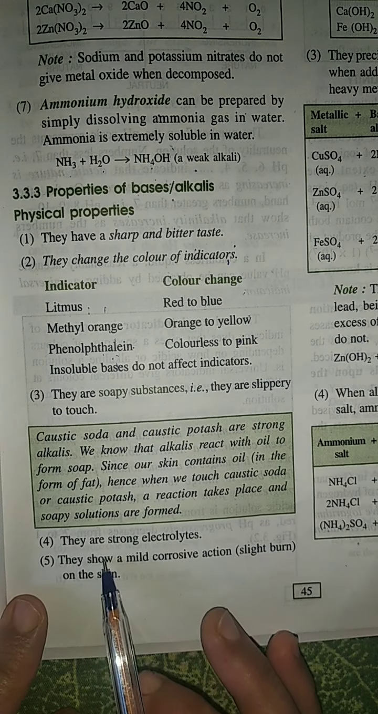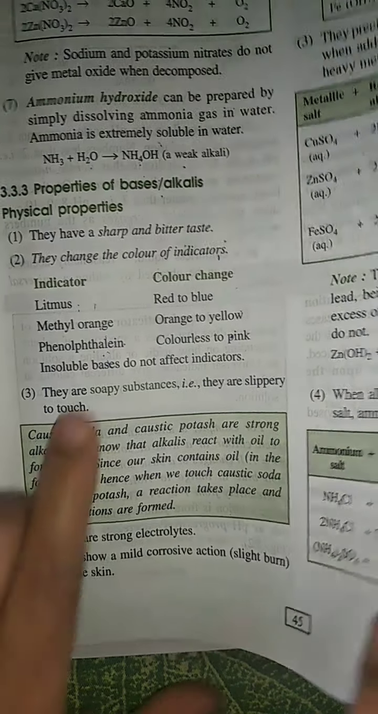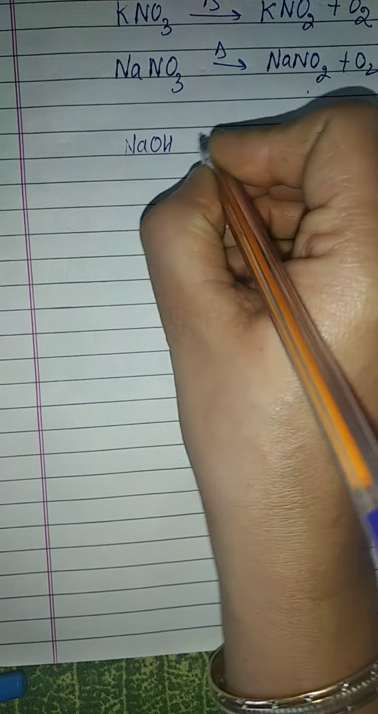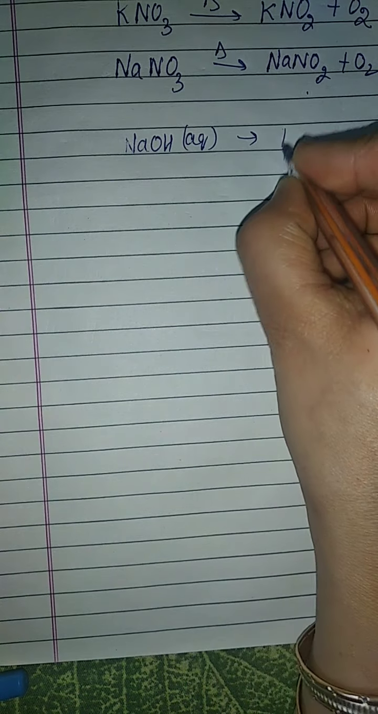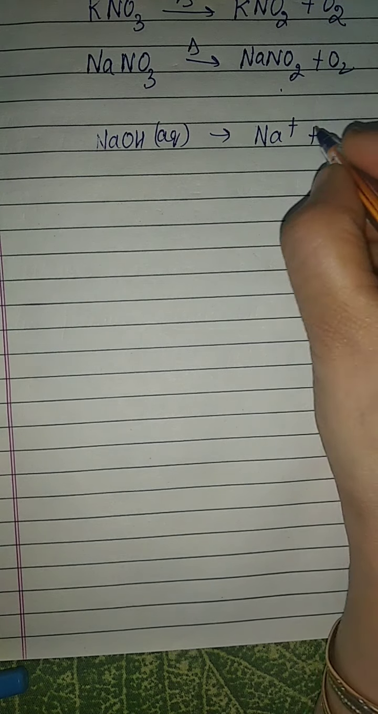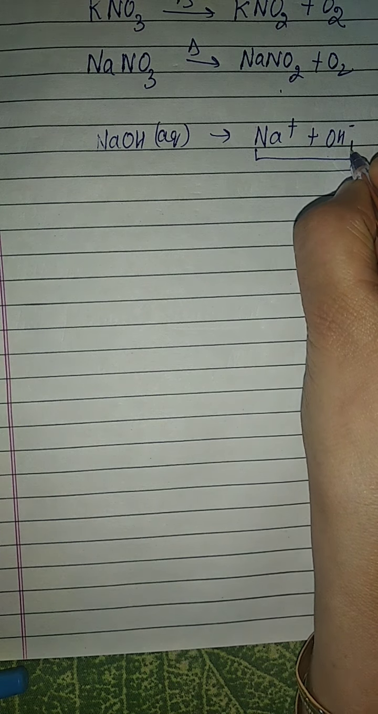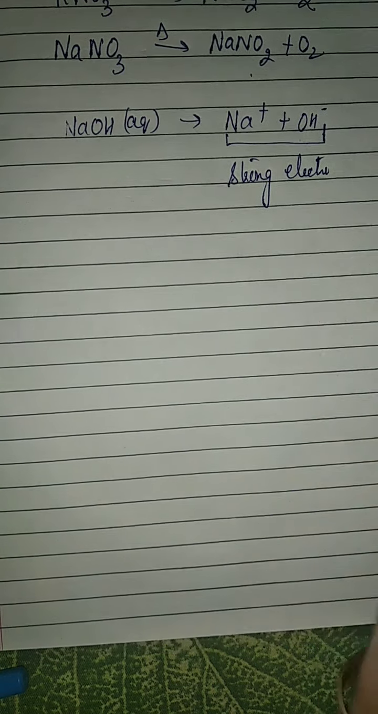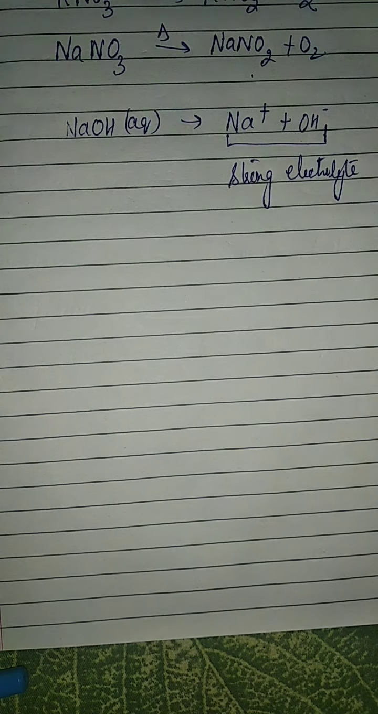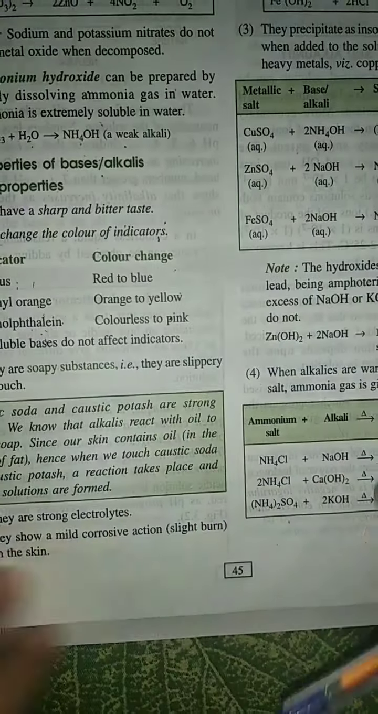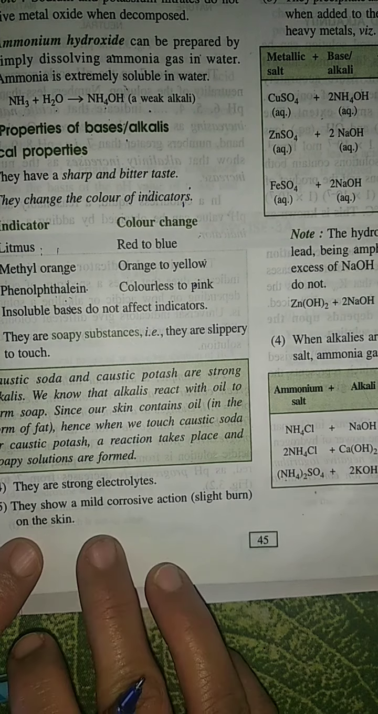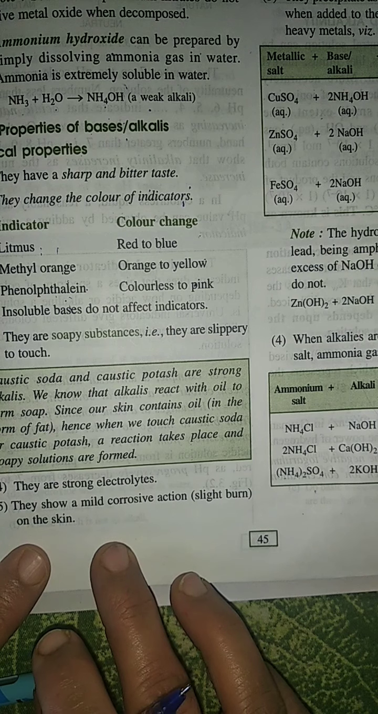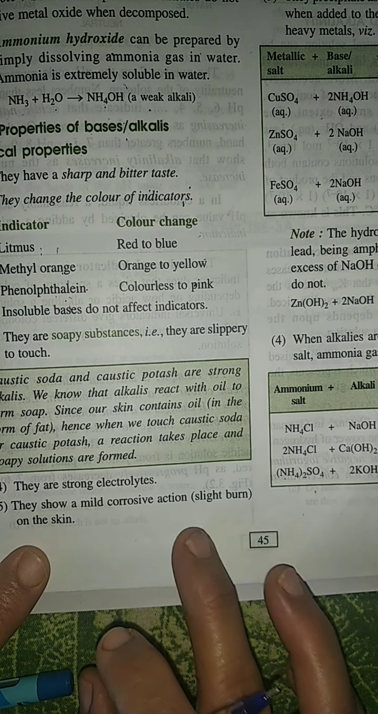Fourth point, they are strong electrolytes. Now what is the meaning? Let's take an example of NaOH. NaOH in the aqueous form dissociates to give us Na+ and OH-. As ions are produced, we may say they behave as strong electrolytes, which is responsible for the passage of electric current. Now the last physical property is that they show a mild corrosive action, that is, a slight burn on the skin. It is less corrosive than acids.